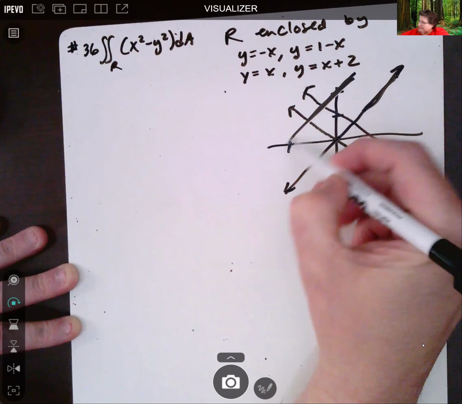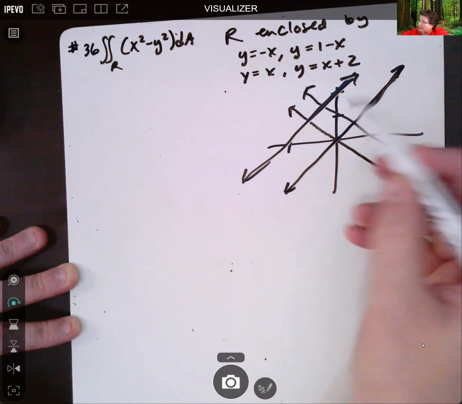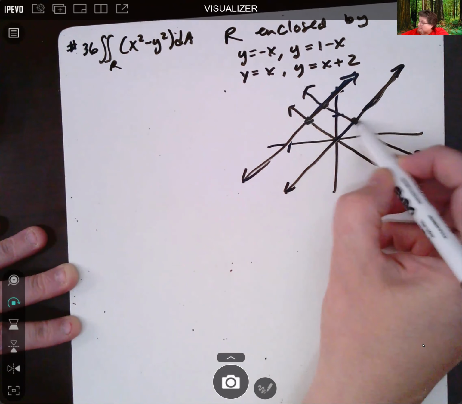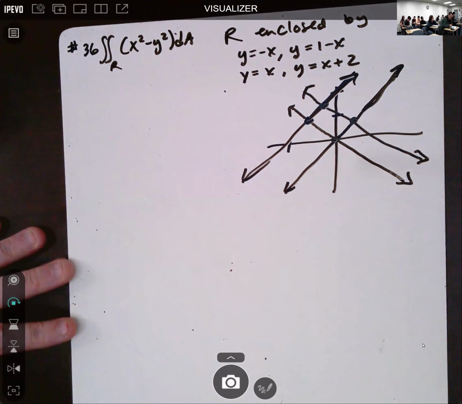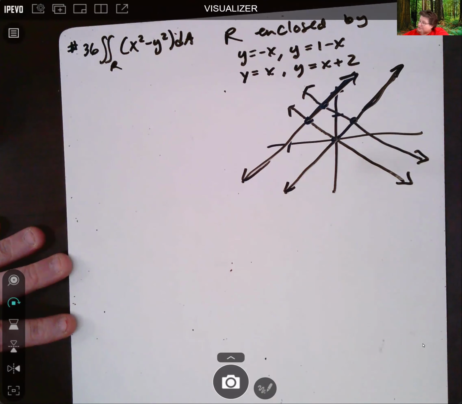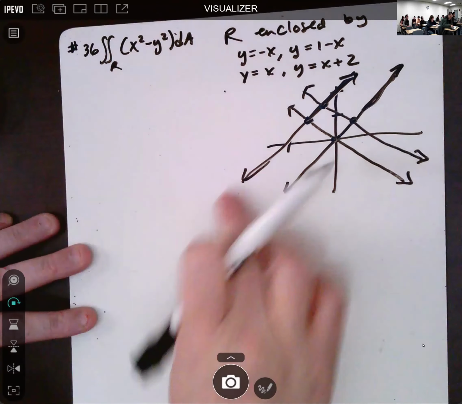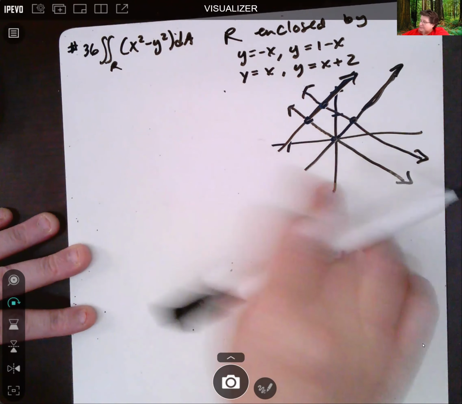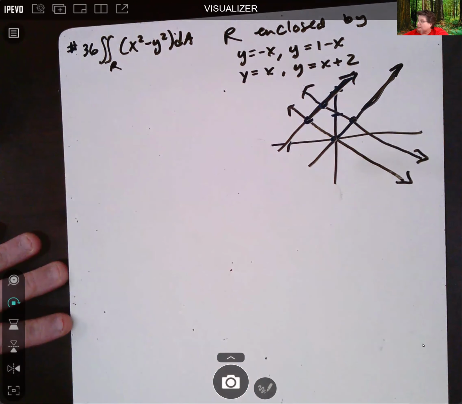So this is a messy region. I don't like it. No matter how I do it, no matter how I cut it, it's just not going to be pretty. Let's see. So this is a good opportunity to say, let's use the Jacobian.